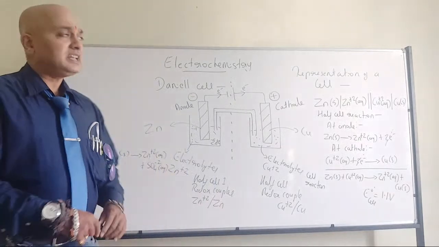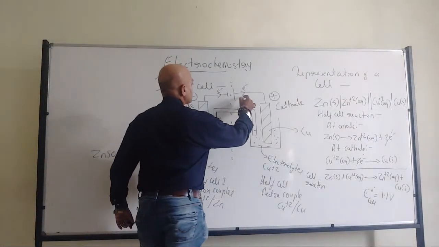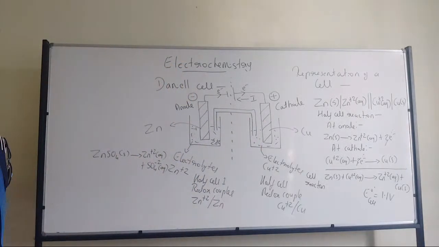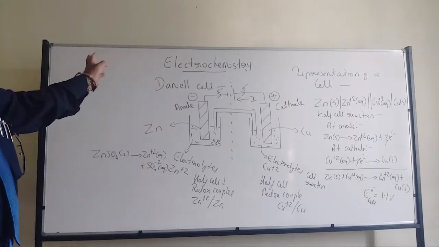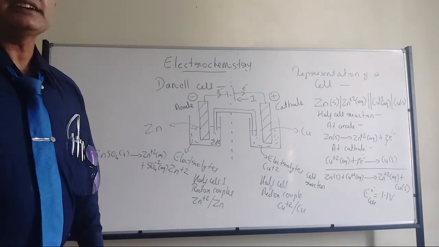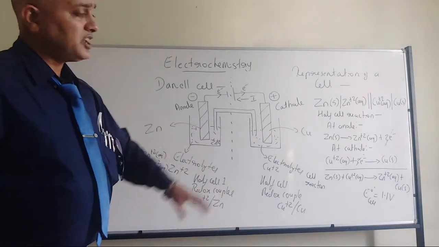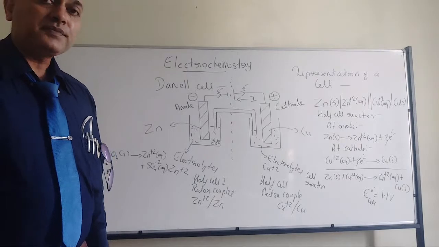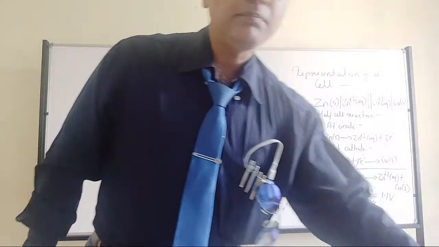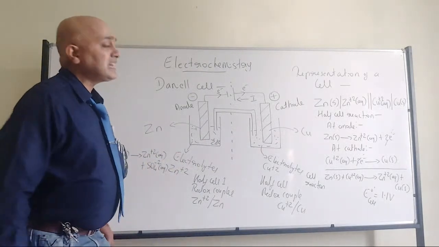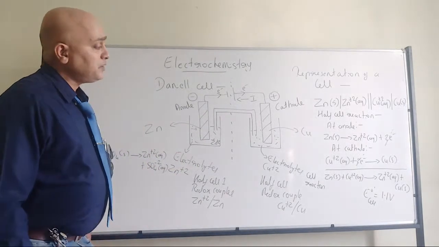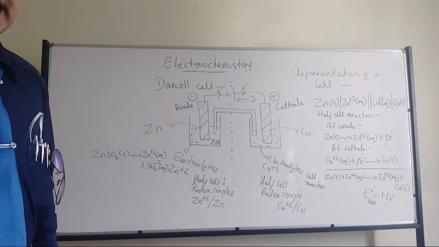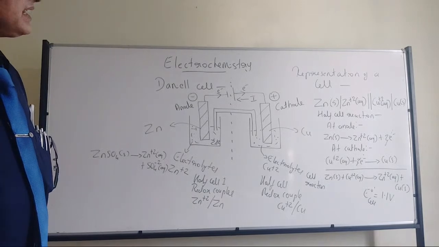Naturally there will be flow of current in the opposite direction. Current is represented symbolically as I. So the current flows opposite to the flow of electrons. That is where the 1.1 volt is generated, which we consider as the cell potential, where we have taken zinc at the anode and copper and its ion at the cathode.